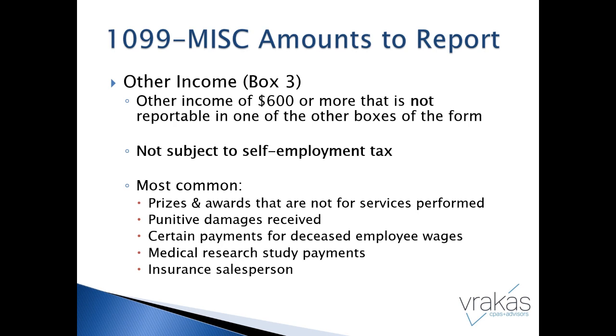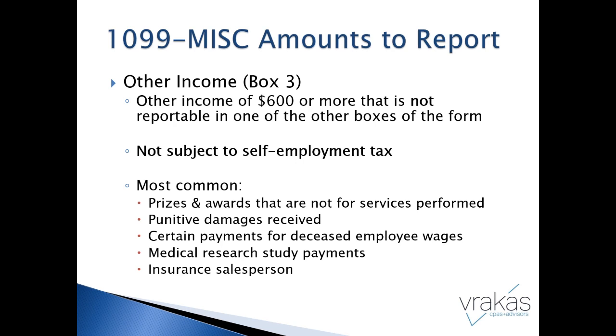It was some sort of drawing, or they just picked a parishioner. You didn't have to pay anything to get a ticket. You just received this benefit. If it was $600 or more, you get a 1099 miscellaneous for the fair market value of that lawnmower. So obviously you didn't receive cash, you received an item.